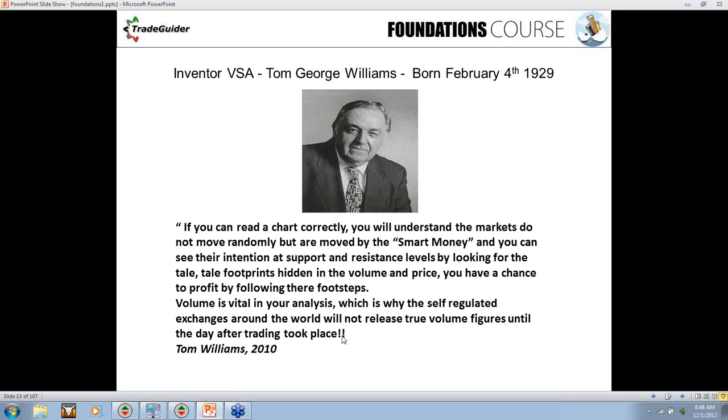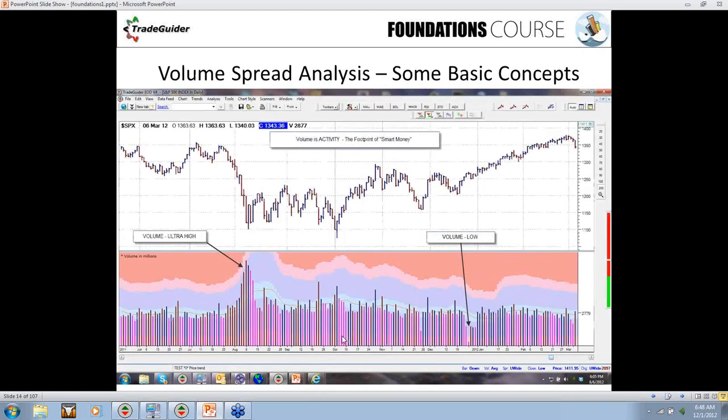Now let's have a look at some basic concepts, just basic. I'm not going to get too advanced here. I'm going to show you a chart now of the S&P cash market. Now I'm going to show you a couple of things here that are important to recognize on any chart. So whilst this is a daily chart of the S&P, I want you to notice a couple of things here.